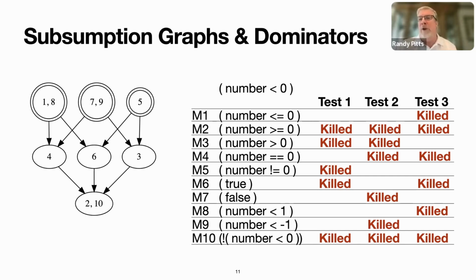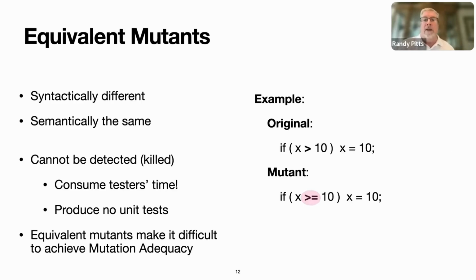So it's hopefully not theoretical forever, but it is for now. Anyway, the equivalent mutant problem is a bigger problem, and it's long known, it's researched pretty thoroughly. But looking at the bullet comments on the left, equivalent mutants are syntactically different from the original code. I mean, that's the essence of a mutant, but they are semantically the same. So they can't be detected.